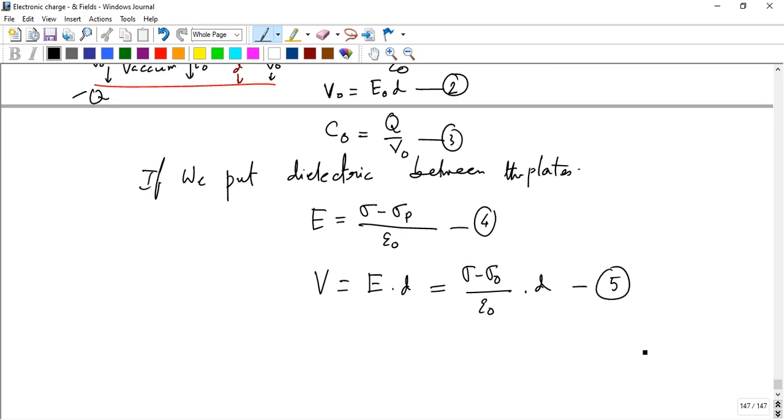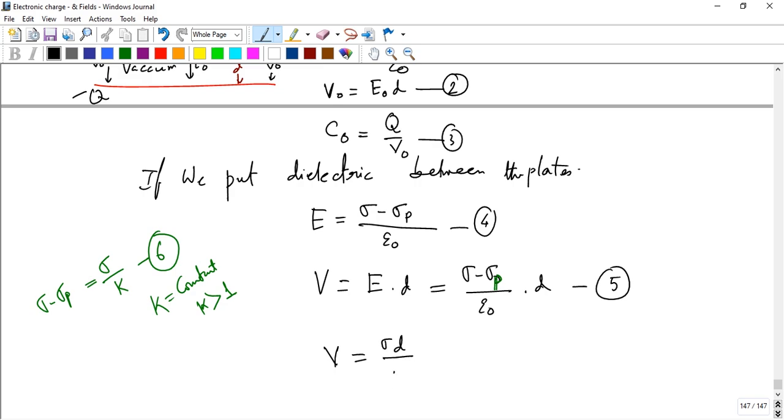Here we check the important factor, that is sigma. Sigma minus sigma p equals sigma over k. That is equation number 6, where k is a constant, and here the k value is greater than 1. So now the potential V equals sigma d over epsilon naught times k.